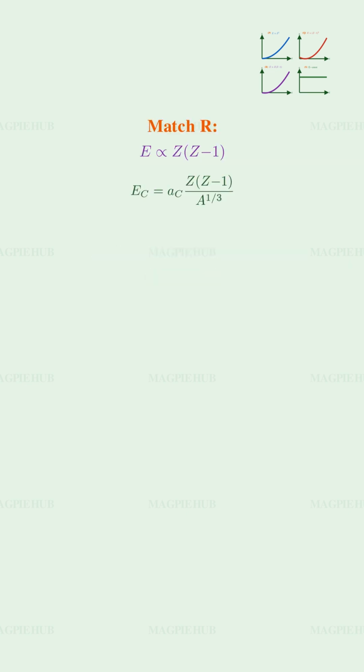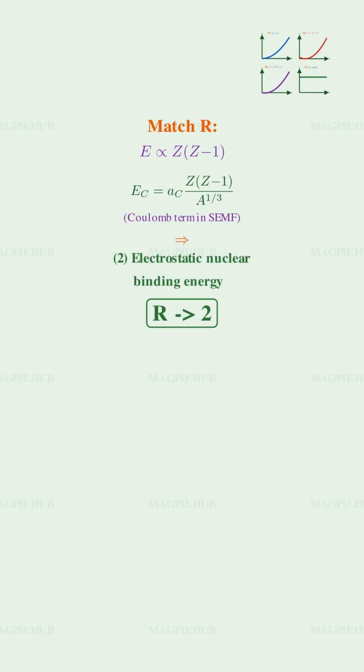Now R says E is proportional to Z times Z minus 1. The electrostatic or Coulomb energy term in the semi-empirical mass formula is proportional to Z times Z minus 1 divided by A to the 1/3 power. For stable nuclei in the given range, A to the 1/3 varies slowly, so the dominant Z dependence is Z times Z minus 1. So R matches with 2, the electrostatic part of nuclear binding energy.